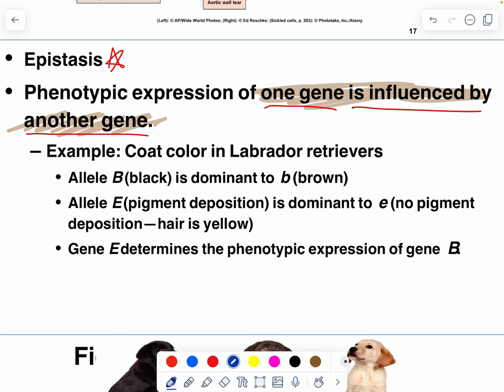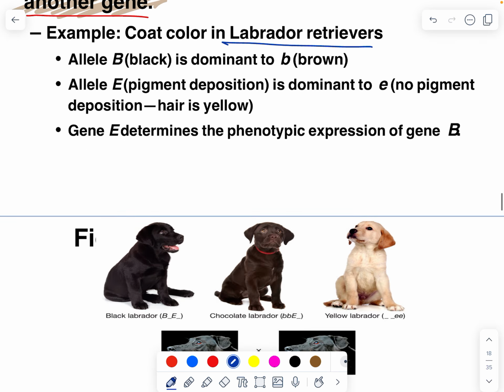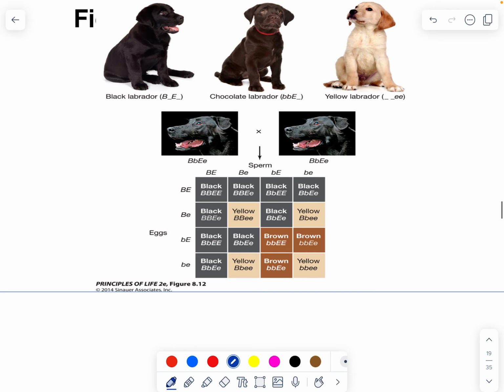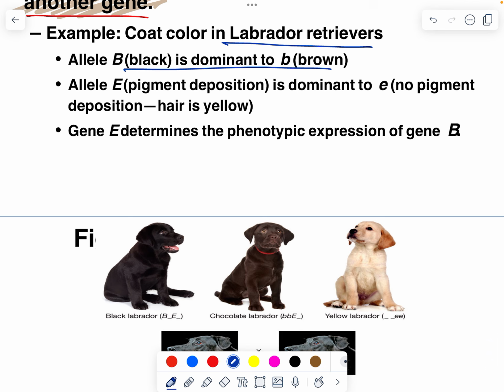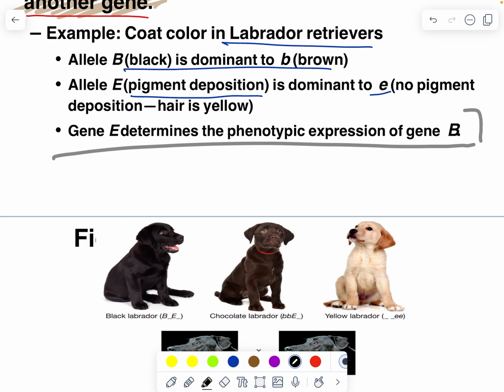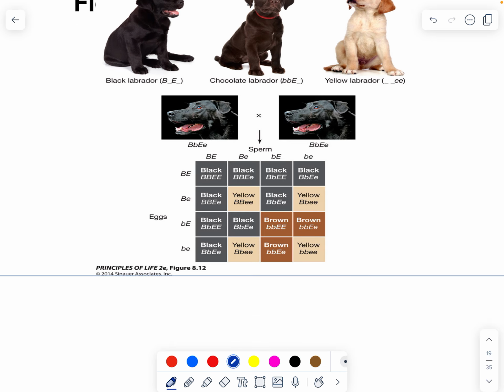Coat color in Labrador retrievers. Labs, beautiful dogs, right? Look at this. Black is dominant to brown. But pigment deposition is dominant to no pigment. And so here's the deal. This gene E, let's just do like black underline. This gene determines if B is expressed or not. So watch. Right here. Capital B, capital E, black. But look, capital B, 2 little e's, yellow.